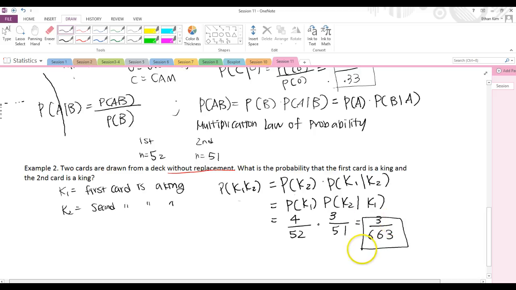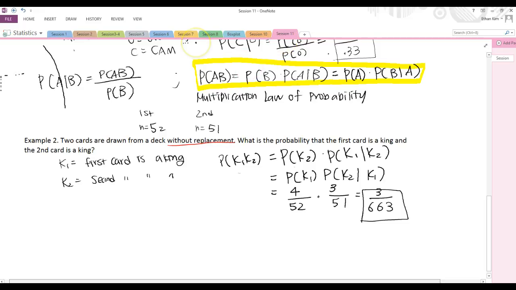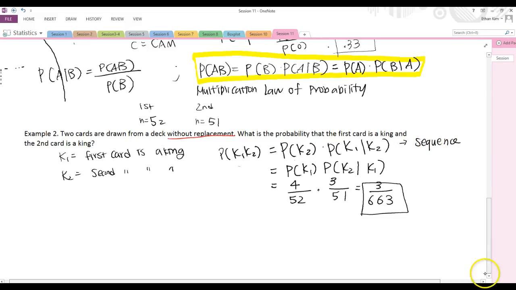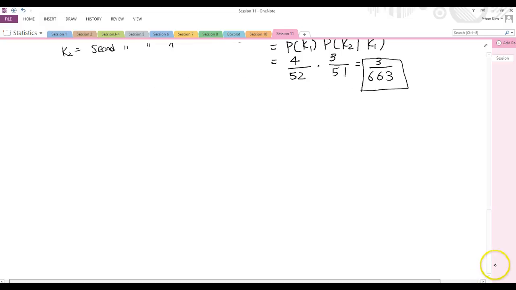So this is where you would use this formula right here. Let me just highlight this. Especially for a sequence of events like this, where one event is contingent upon the other one, we would want to use this formula. This is a formal way of writing this, but we already have this in our mind. Whenever we're thinking about probability questions, we already have this in our mind, right?